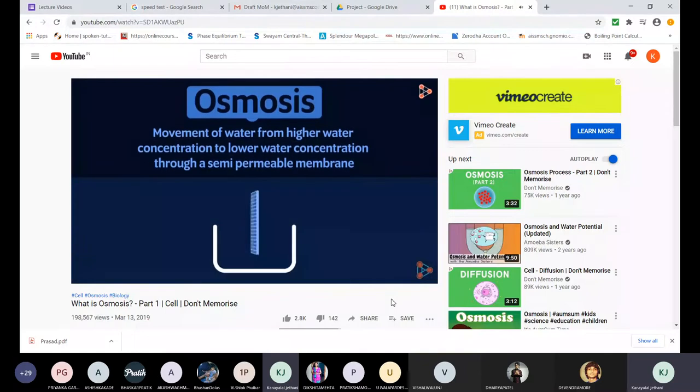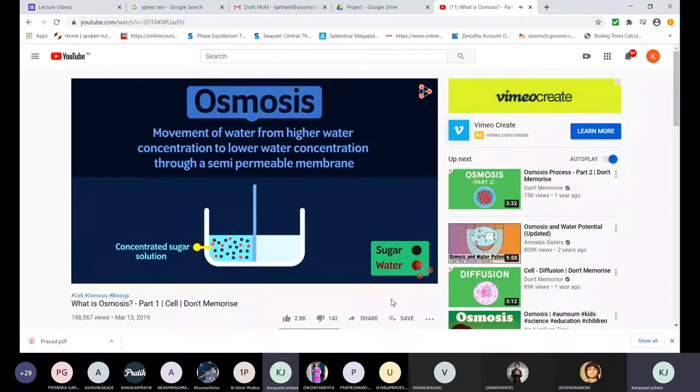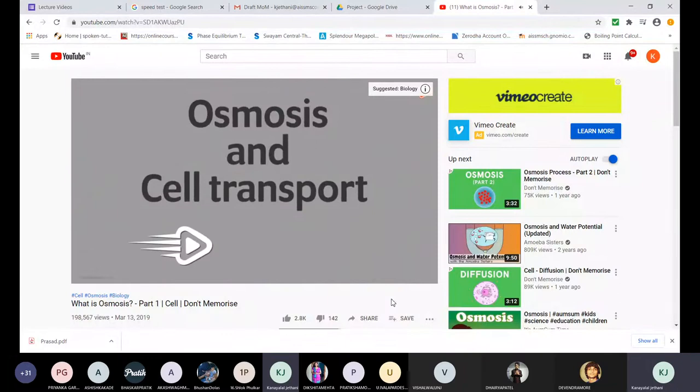So let's say we have this container which is partitioned by this semi-permeable membrane. Now we add sugar solutions at both these sides. However, the concentration of each is different. Here we add concentrated sugar solution, while here dilute sugar solution. That means the concentration of water in this solution is obviously more compared to this. So after some time, we see water molecules moving from this side of the partition to this side. And how long will this movement take place? It will occur till the concentration of water is balanced, that is, equalized on both the sides. This is nothing but osmosis. Let's learn some more interesting concepts about osmosis and cell transport in the next video.